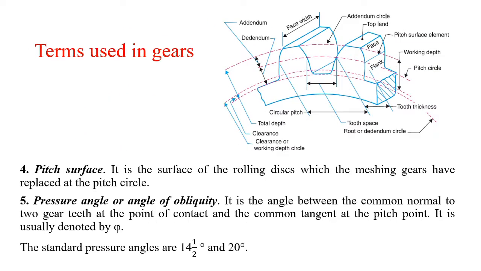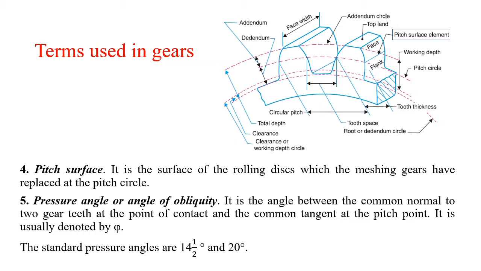Next, pitch surface. It is the surface of rolling discs which the meshing gears have replaced at the pitch circles. Now observe in this diagram the pitch surface element represented by one square block. That is the pitch surface element, which is along the pitch circle but over the tooth surface. So it is the surface of rolling discs which the meshing gears have replaced at the pitch circles. Pitch circle is nothing but the pitch surface.